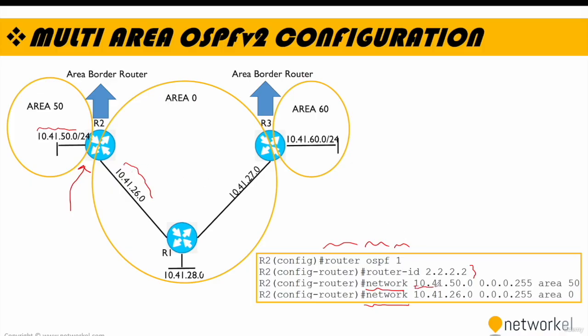Since I want both interfaces to join my OSPF domain, I am typing the command as network and the network ID these interfaces are connected to, which is 10.41.50.0 and 10.41.26.0. And then I am using a wildcard mask, and that is the reverse of my subnet mask.